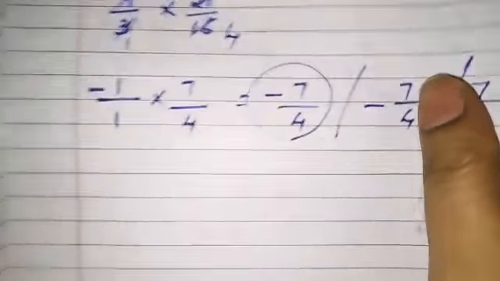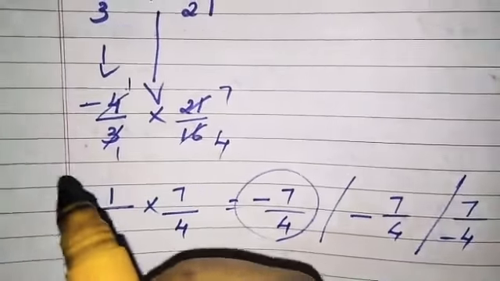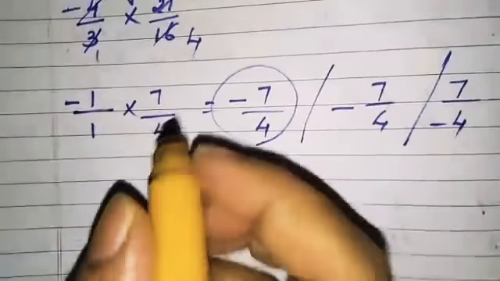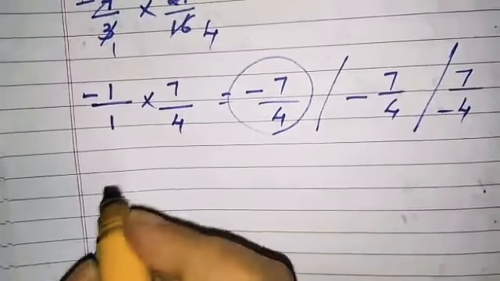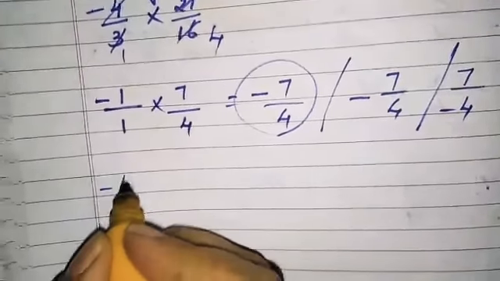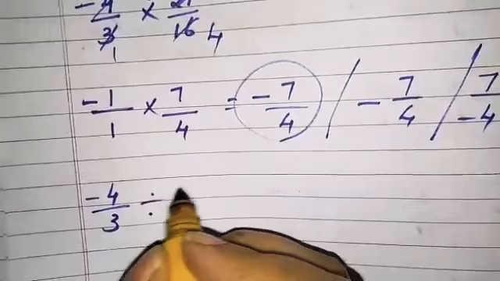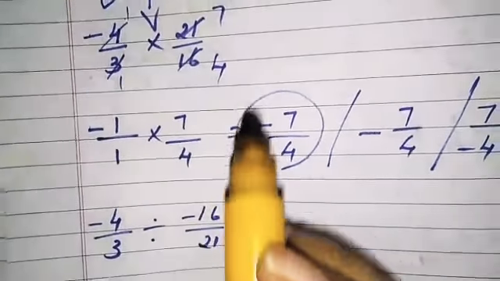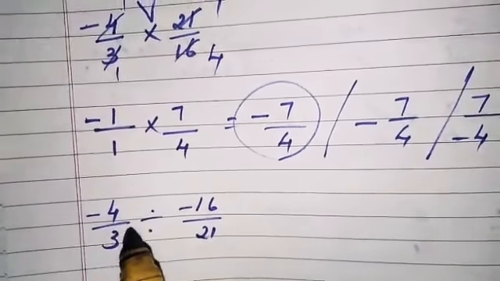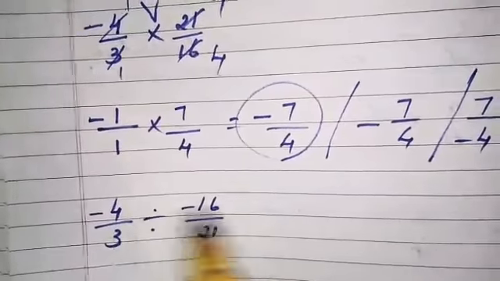Okay, now let's take the same numbers but make both of them negative ones. Now let's see how we get the answer. I'm taking now minus 4 by 3 divided by minus 16 by 21. See, the numbers are the same, which I worked out earlier, but now I'm just trying to show you how we go about it in case both are negative integers.